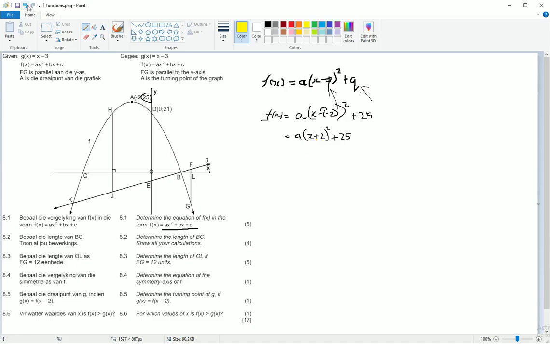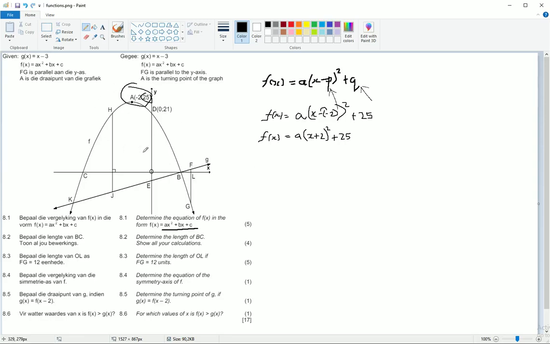Okay, so you might see the plus sometimes, but then just know if there is a plus, your p-value is minus, so the graph shifts left when you see a plus. Okay, hopefully you understand what I'm talking about. Okay, so we've got our p in, we have our q in. Now the only thing missing is our a value, right? So how many unknowns? One unknown, and if you have one unknown, you need one coordinate.